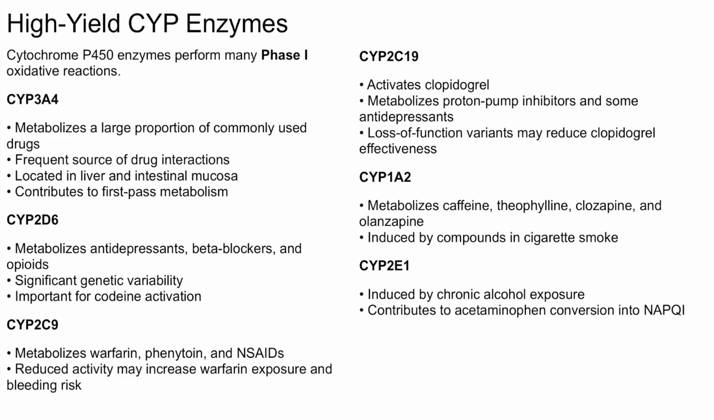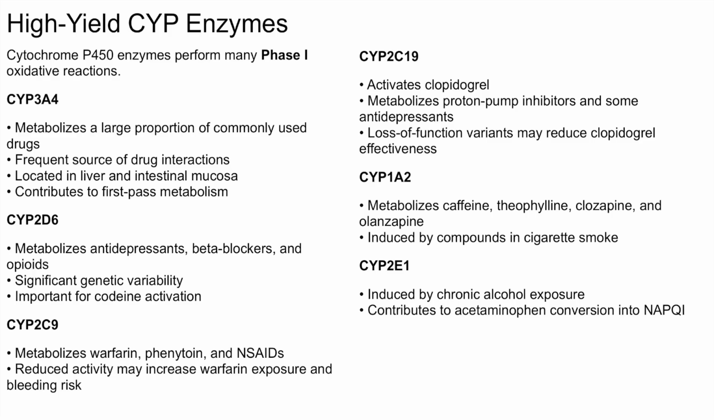CYP2C9 metabolizes warfarin, phenytoin, and several NSAIDs. Reduced activity can increase drug exposure and bleeding risk with warfarin. CYP2C19 activates clopidogrel, so loss of function variants may reduce its antiplatelet effect. CYP1A2 metabolizes caffeine, theophylline, clozapine, and olanzapine, and is induced by compounds in cigarette smoke.